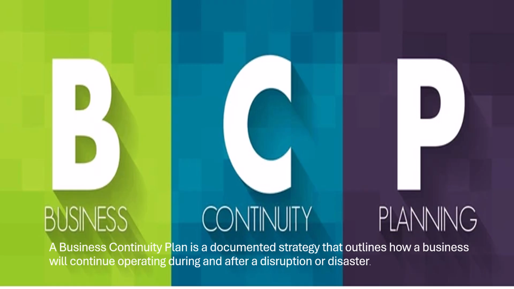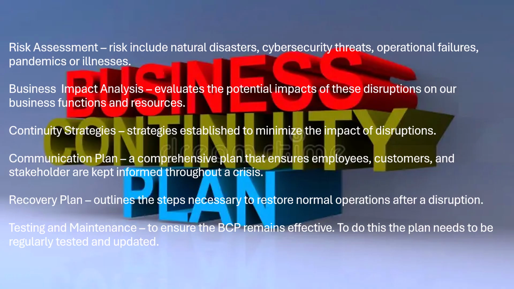The next thing I learned about was a business continuity plan. A business continuity plan is a documented strategy that outlines how a business will continue operating during and after a disruption or disaster. So your business continuity plan should address a lot of different things. It's going to do risk assessments. Risks for my hypothetical business were going to be natural disasters, cybersecurity threats, operational failures, pandemics, and or illnesses.